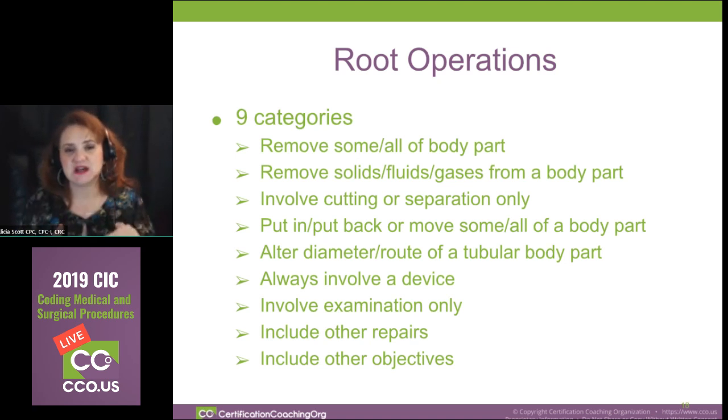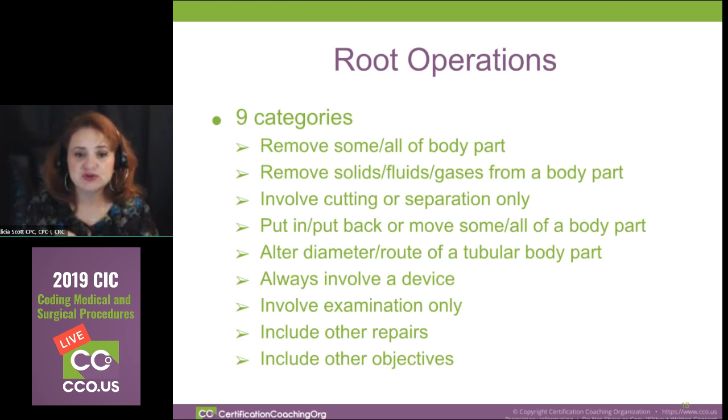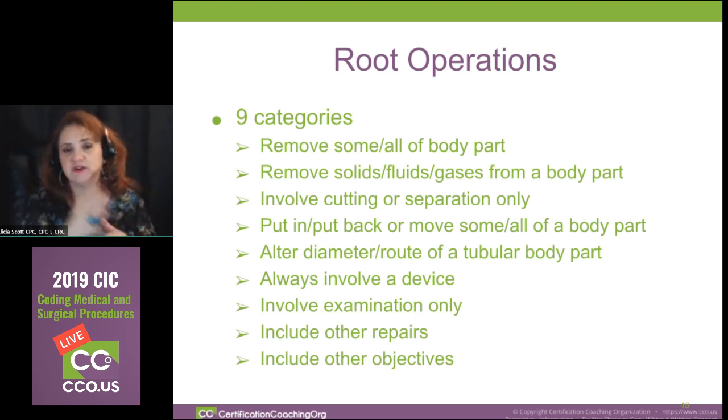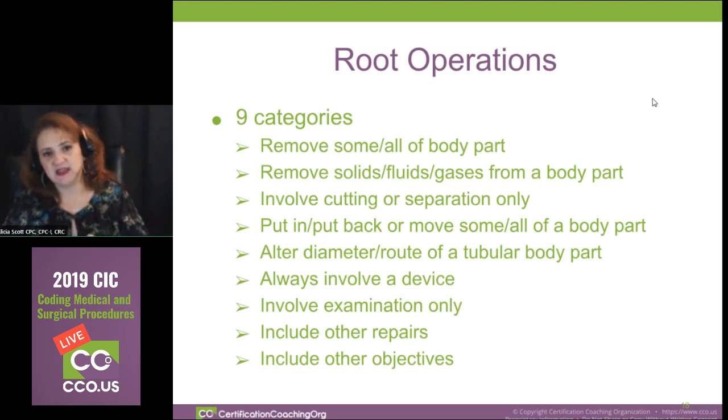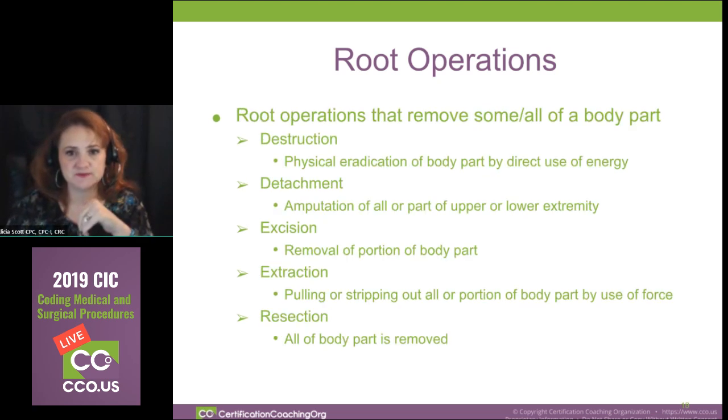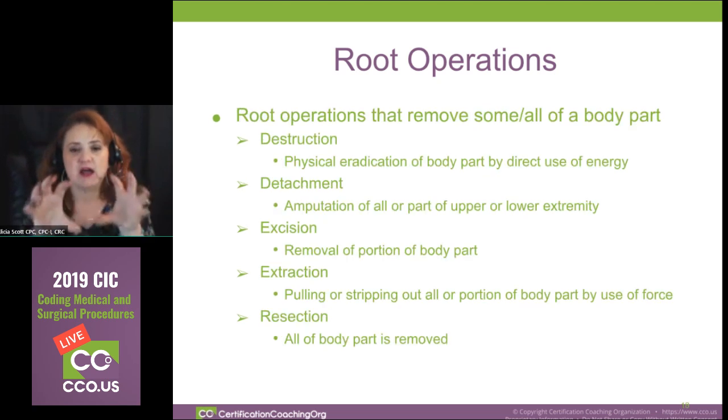And in those 9, we're going to have root operations that are exclusive to all these involving a device. Now, can we excise a device, or can some of these root operations be used in multiple of these categories? Absolutely, they can. But these are the 9 things that we end up being able to do as procedures. All right, now let's break that down.